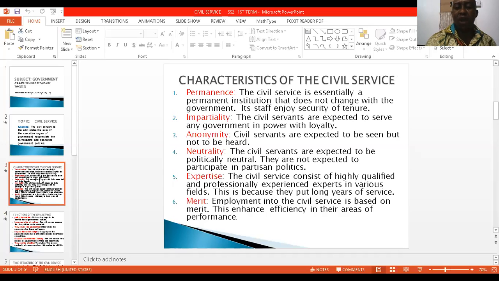Impartiality, they are expected to be what? Loyal to government in power. Anonymous, they are expected to be seen but not to be what? Heard. Don't forget about expertise. The civil service consists of highly qualified and professionally experienced experts in various fields. This is because they put in long years of what? Service.